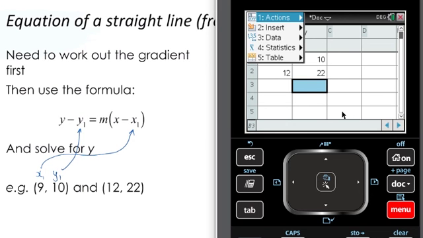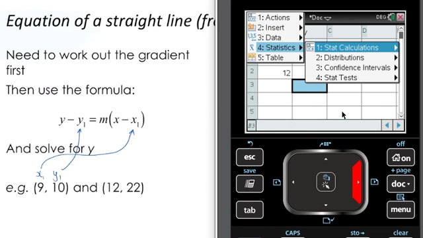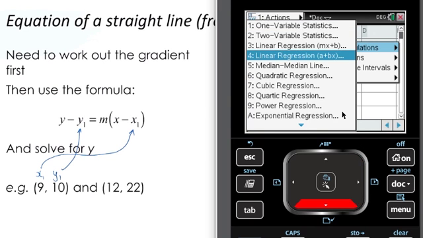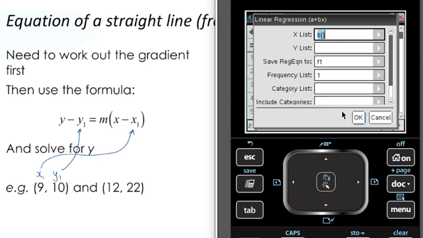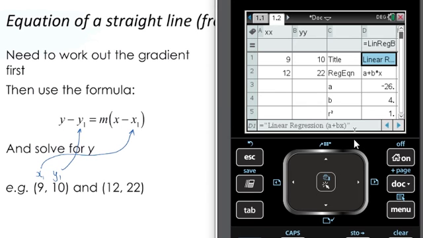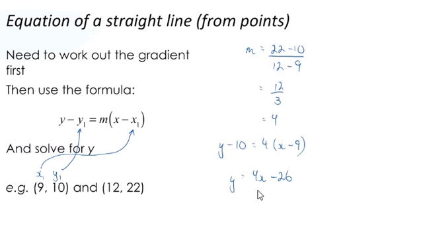Doing a linear regression, as you can remember: menu, statistics, stat calculations, and then linear regression. So my X list will be that XX, my Y list will be that YY. Everyone else is happy, pressing OK, we get our values here. So A here, remember A is your intercept, so I've got negative 26, and then B is my slope, so that's 4. So negative 26 and 4, and that's what I've got here, negative 26 and 4. So that's how we can work out our equation from 2 points, by hand and using our calculator.